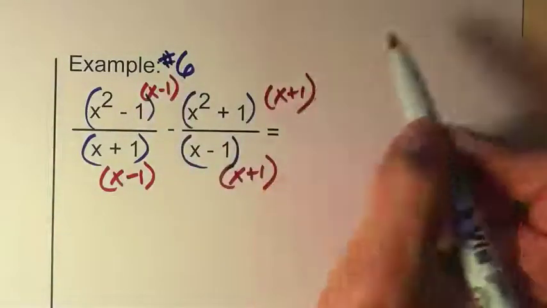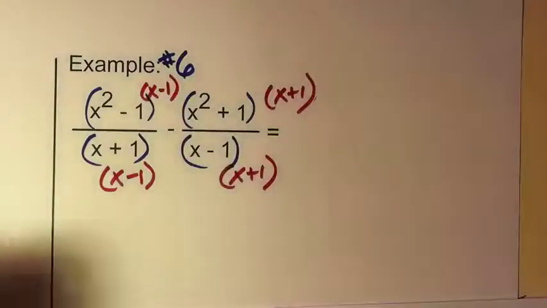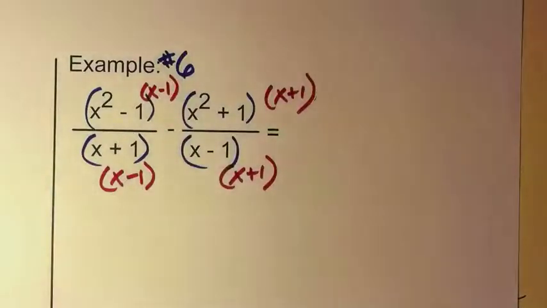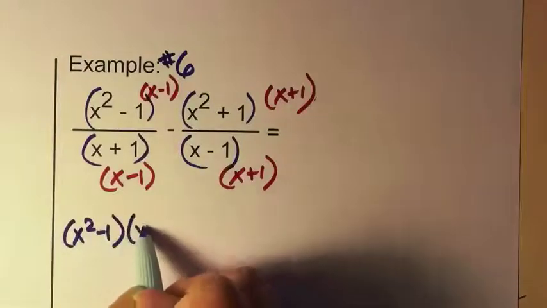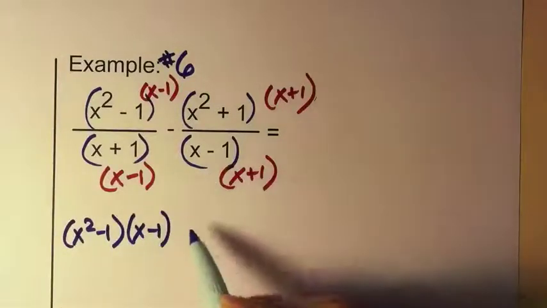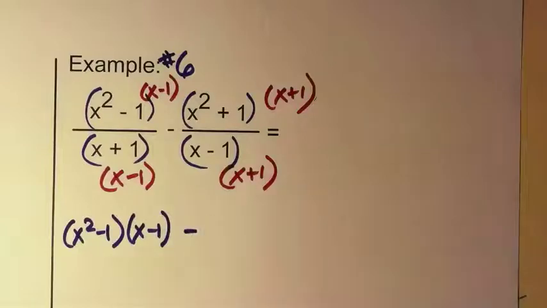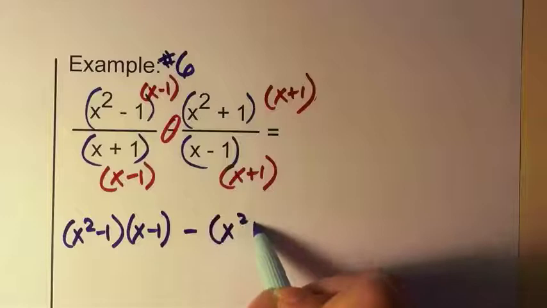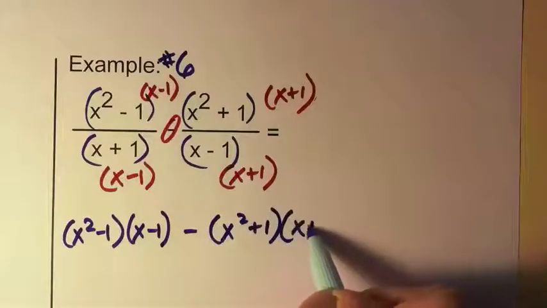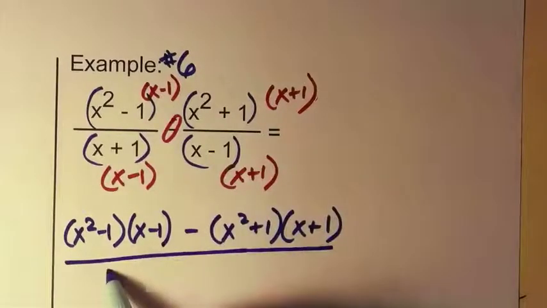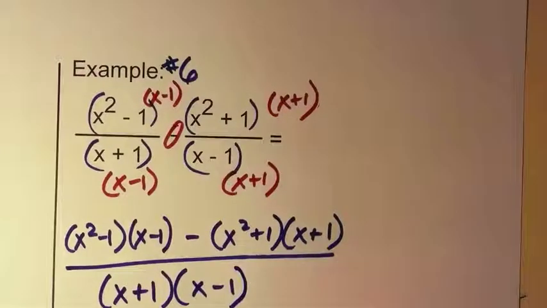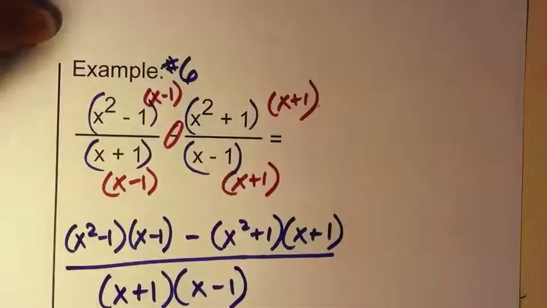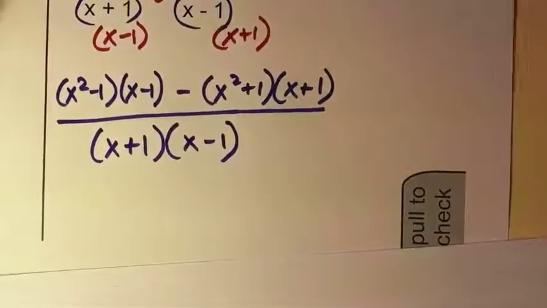Okay, so then we're going to go ahead and FOIL that out, of course, because on the top I now have an x squared minus 1 times an x minus 1 minus, and that minus sign comes from this minus sign, minus an x squared plus 1 times an x plus 1, all over x plus 1, x minus 1. Okay, so I've got to do some foiling right now. Let me go ahead and do some foiling.